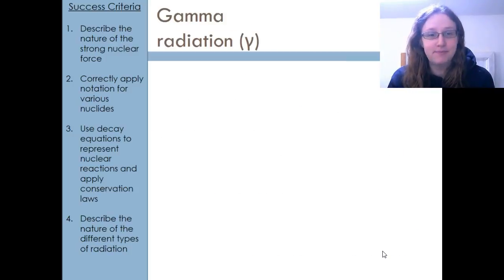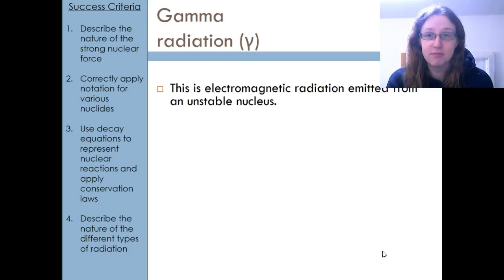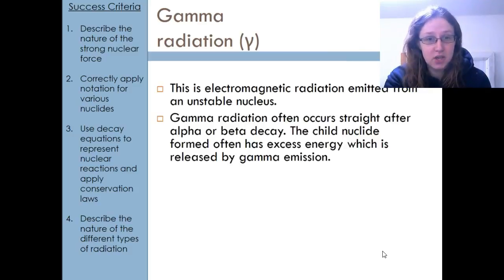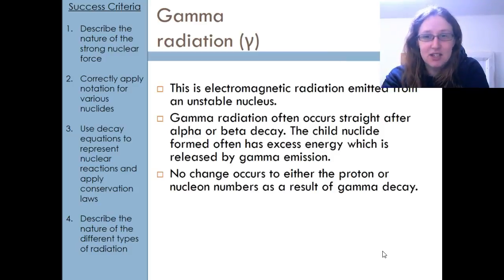Okay, so that's beta. Next up we've got gamma radiation. And gamma radiation, as before, is just electromagnetic radiation emitted from the unstable nucleus. Most often occurs straight after alpha and beta, and it's when the daughter nuclei or the child nuclei has got excess energy from having decayed, and it then emits that energy, which drops it to a lower energy state, which just makes it more stable. And there is absolutely no change occurring in either the proton or the nucleon number as a result of gamma decay.